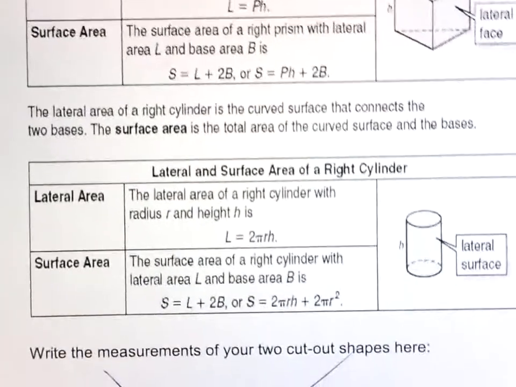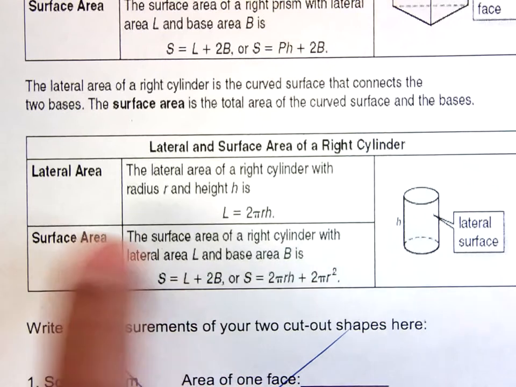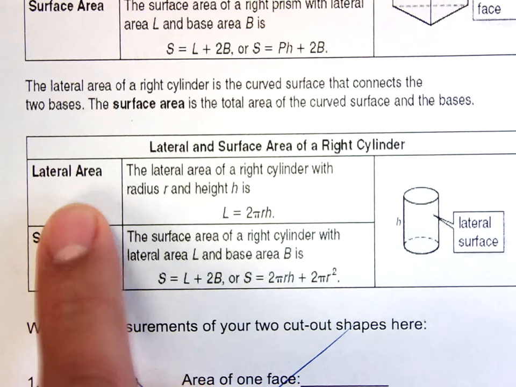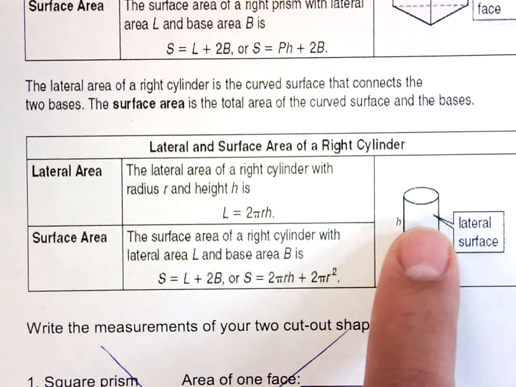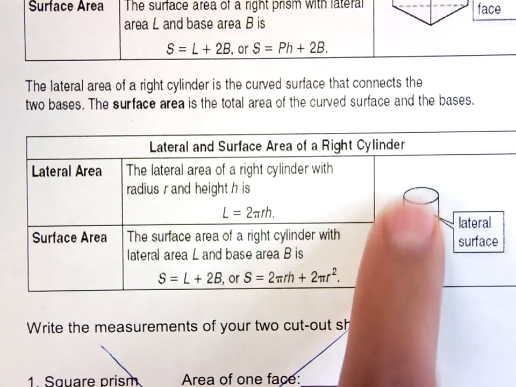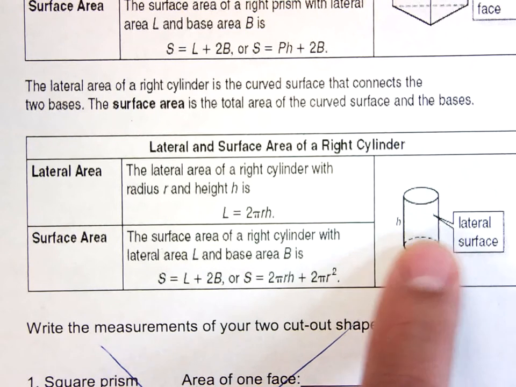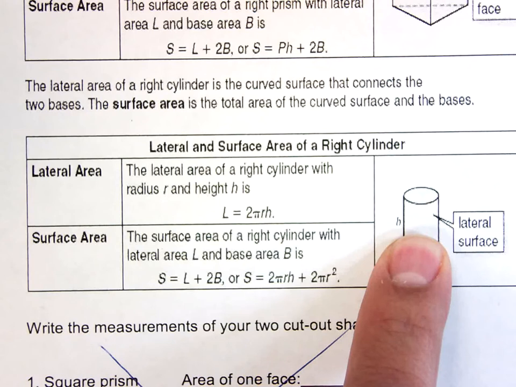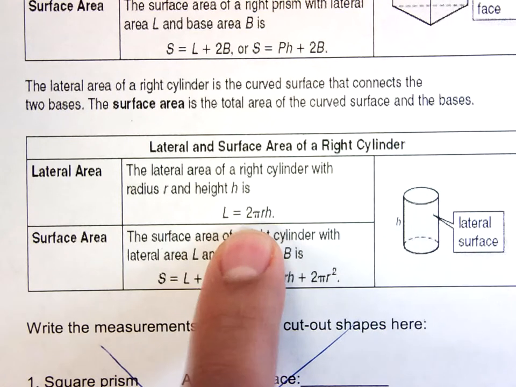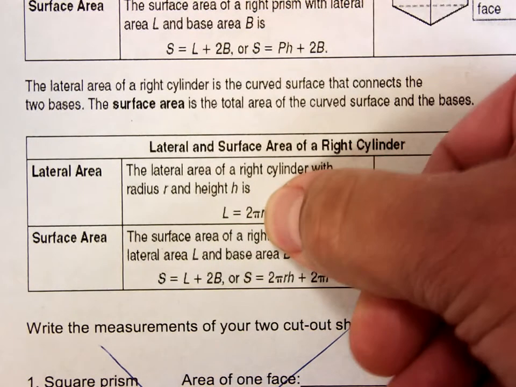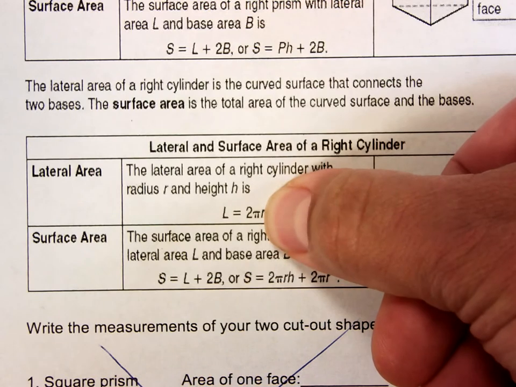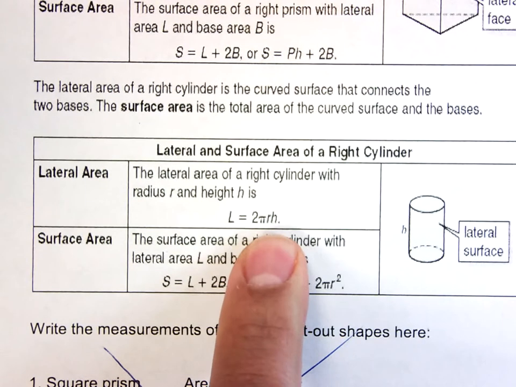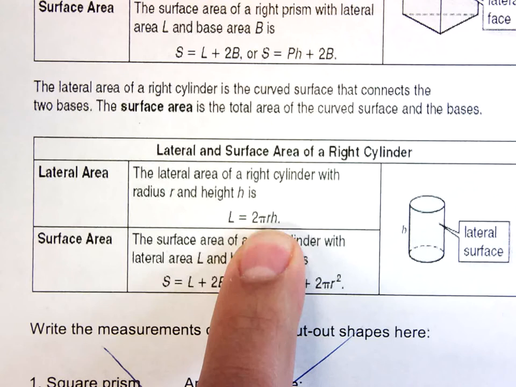Lateral area of a right cylinder. Again, lateral area is only talking about the area of the side piece, not your two bases. That's why it's pointing to it here. So to get the lateral area of a cylinder, there's your formula. Basically, you take the circumference of the circle, which is 2 pi r, and multiply it by the height. Think about why that is. I'll demonstrate in class why that is the case.